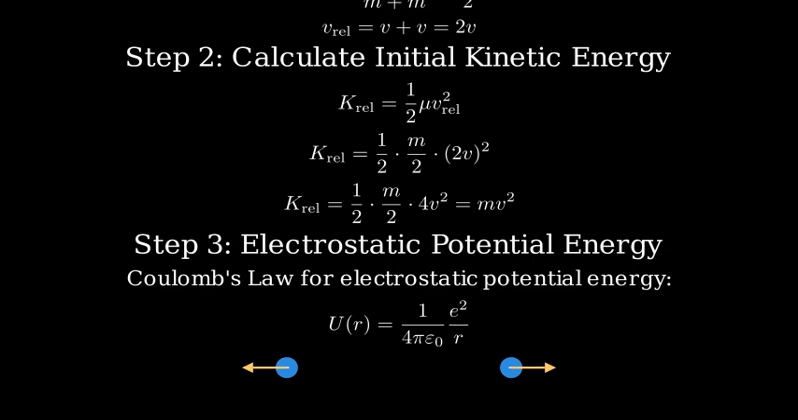By conservation of energy, we can write m times v squared equals 1/4 pi times epsilon naught times e squared over r minimum. Solving for r minimum, we get r minimum equals 1/4 pi times epsilon naught times e squared over m times v squared.